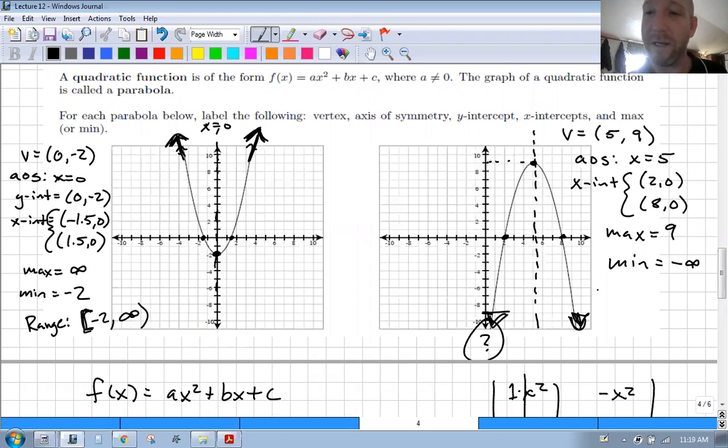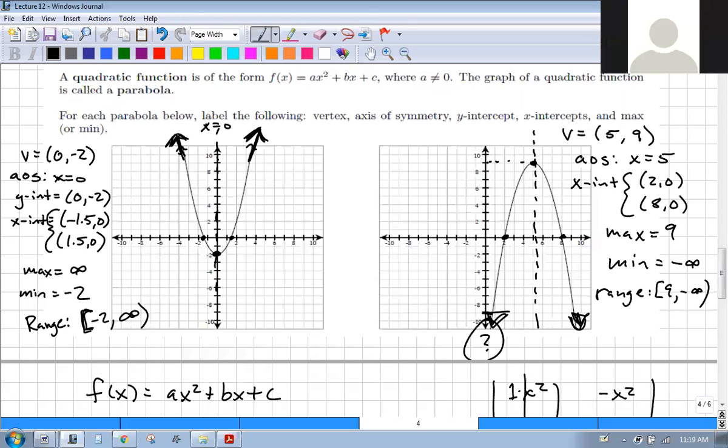On the one on the right here, our range is at 9, then it goes down to -infinity. So the domain is your left and your right, and your range is your up and your down. So over here, I'll put domain. I'm going to put funky R. That stands for all real numbers.